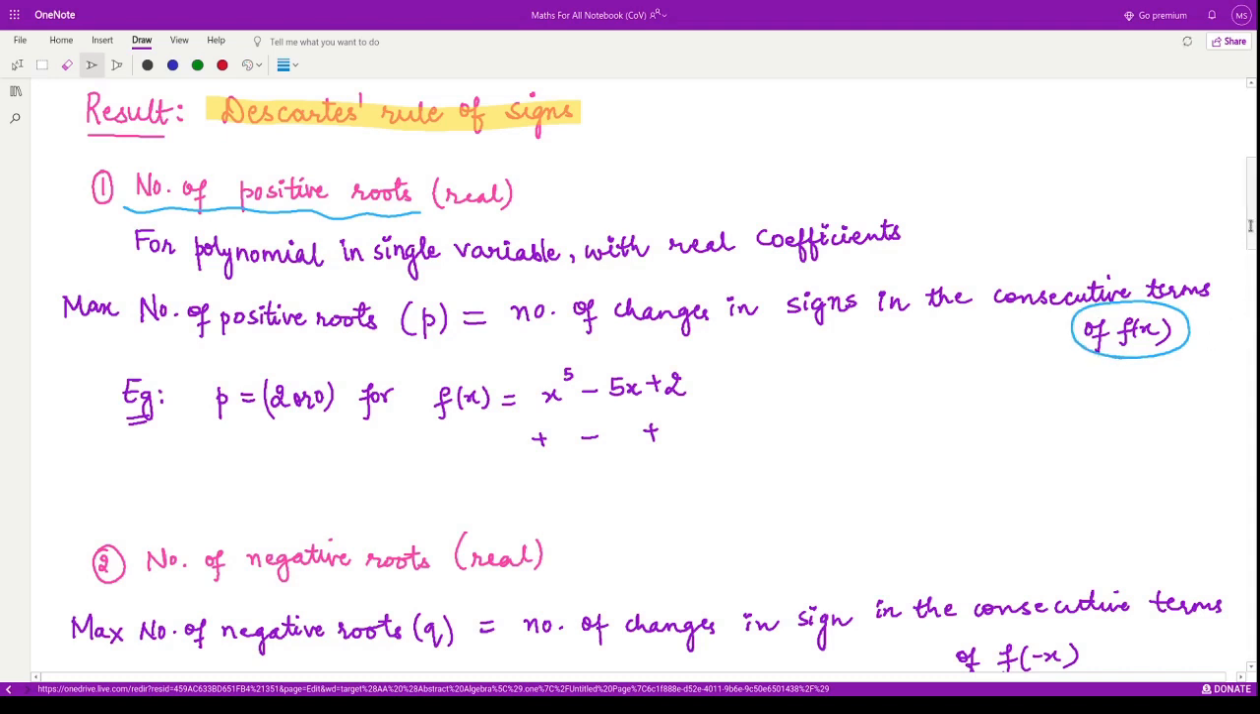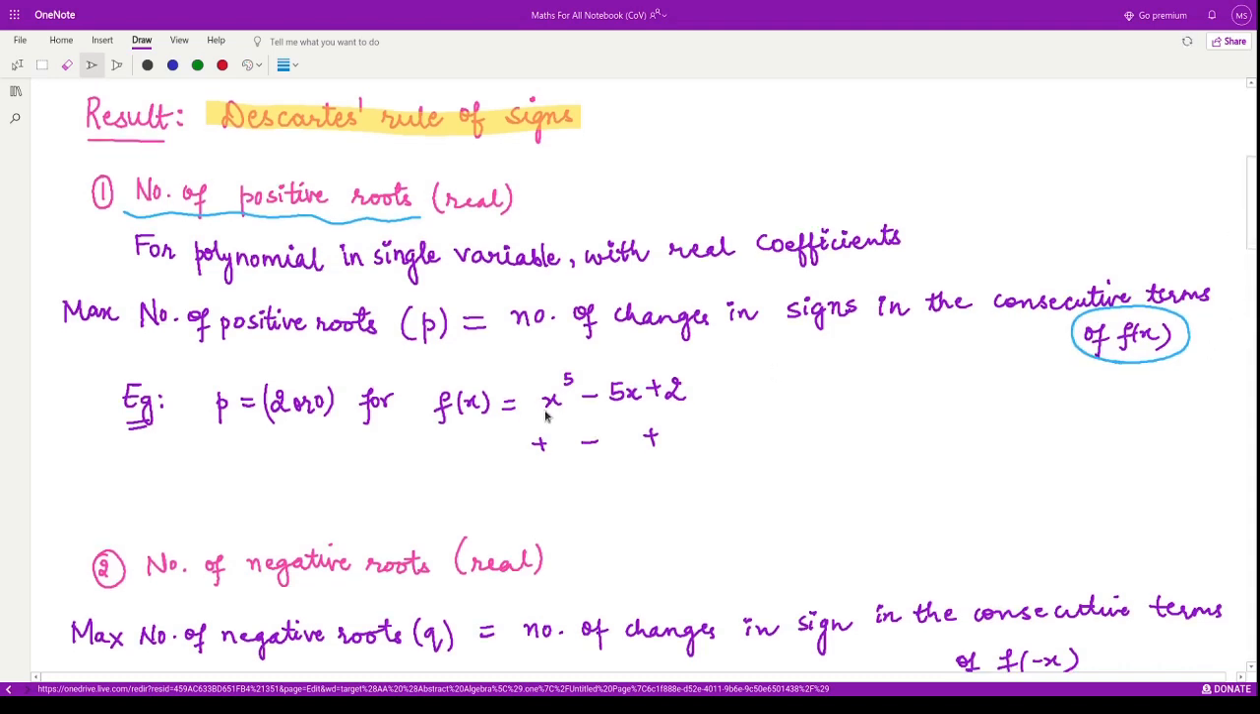In our case, the given polynomial is x raised to power 5 minus 5x plus 2. The sign of the first term is plus, the sign of the second term is minus, and that of the third term is plus. So you see there is a change of sign from plus to minus over here, and a change of sign from minus to plus over here. In total we have two changes in sign. That is why our maximum number of positive roots is 2.